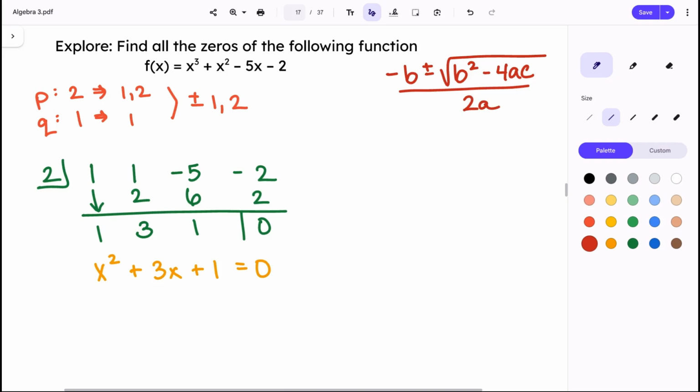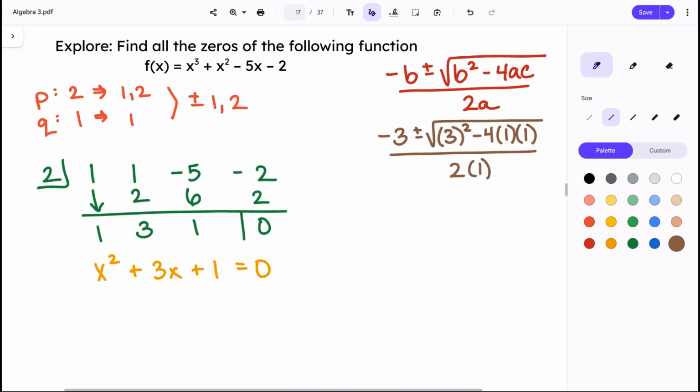Okay, what number are we putting in for B? 3. So negative 3 plus or minus 3 squared. What's my A? 1. And the C? 1. All over 2 times 1. Good.